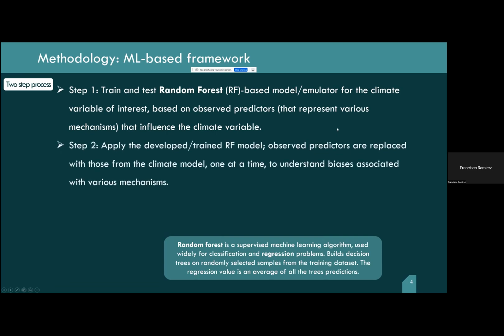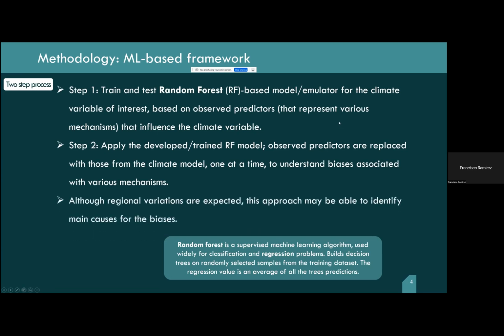In step 2 of the framework, we replace the observed predictors with climate model outputs. The individual replacement of climate predictors aims to find its associated bias. And with this framework, we expect to identify the main drivers of bias of the variable of interest.